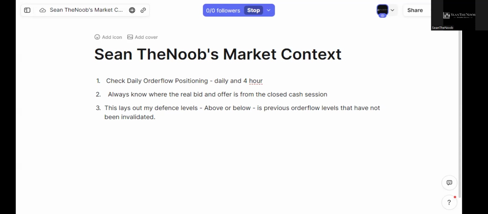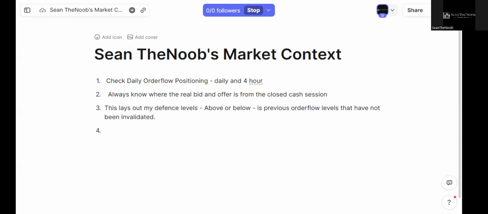So again, do your prep work and understand those levels above and below. Have they been invalidated? What does that mean? Have we taken them out, basically accepted sessions above or below them? Taking them out, because then they'll usually just flip. So I look at that. That's the work that's been done on the cash session.